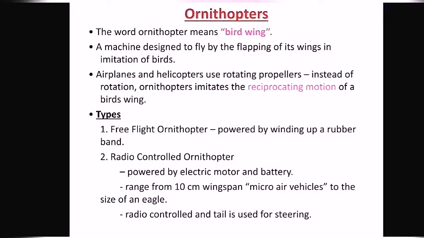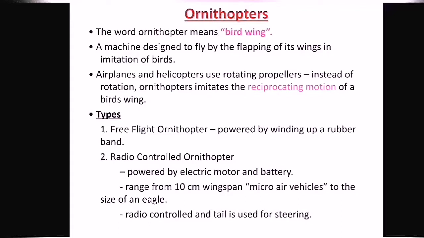The airplanes and the helicopters use rotating propellers, right? The airplanes use a fixed wing as well as the rotating propellers in the engines. Helicopters use the rotating blades on the top of the main body. But this ornithopter uses the flapping wing to imitate the birds.